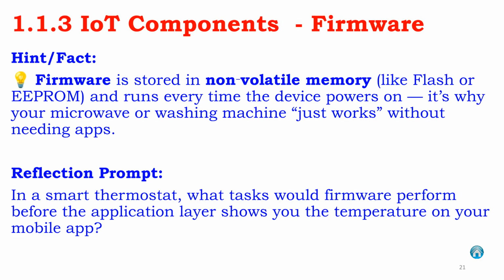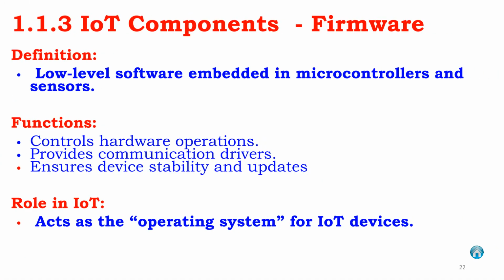Firmware is stored in non-volatile memory and runs every time the device powers on. It performs tasks like initialization before the application layer runs. Firmware is low-level software embedded in microcontrollers and sensors. Its functions include controlling hardware, providing communication drivers, and ensuring device stability. It acts as the operating system for IoT devices.